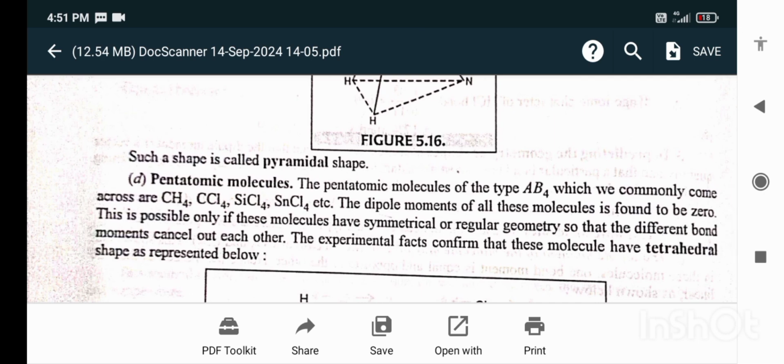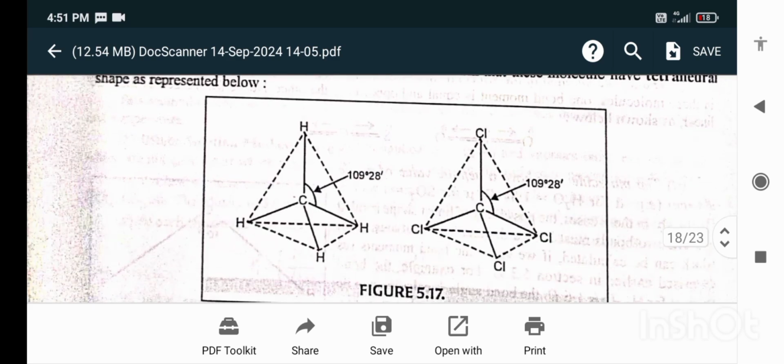Pentaatomic molecules. The pentaatomic molecules of the type AB4, which commonly occur, are CH4, CCl4, SiCl4 and SnCl4. The dipole moment of all these molecules is found to be zero. This is possible only if these molecules have symmetrical or regular geometry so that the different bond moments cancel out each other. The experimental facts confirm that these molecules have tetrahedral shapes.